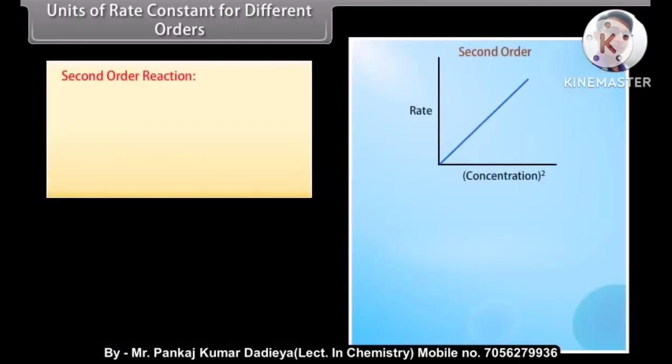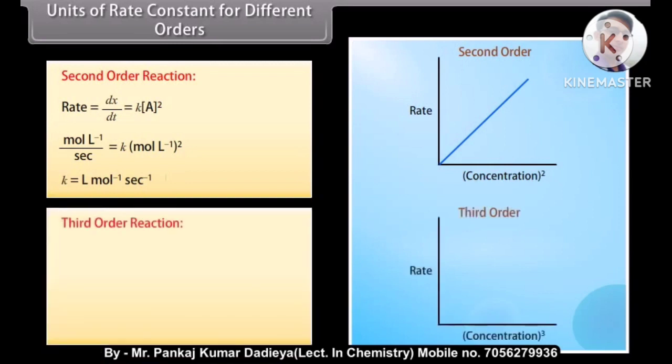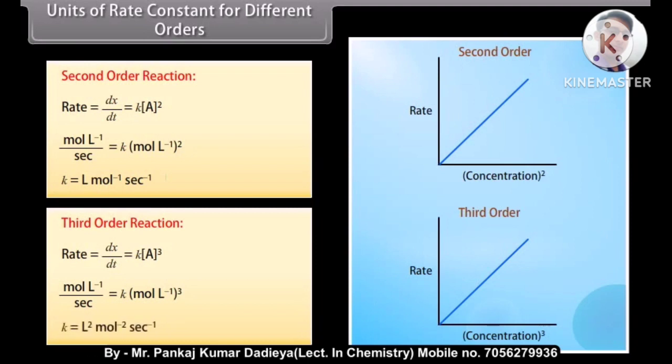Second order reaction. Rate is equal to dx by dt, which is equal to the product of k and a raised to the power 2. Thus, the units of rate constant for second order reaction are liter per mole per second. Third order reaction. Rate is equal to dx by dt, which is equal to the product of k and a raised to the power 3. Thus, the units of rate constant for third order reaction are liter square per mole square per second.